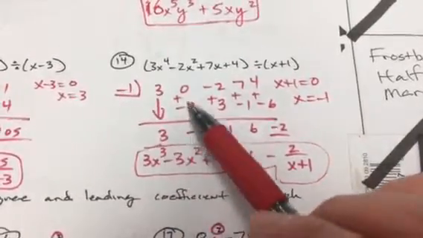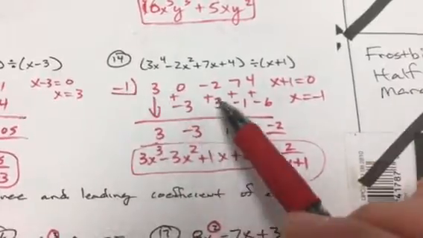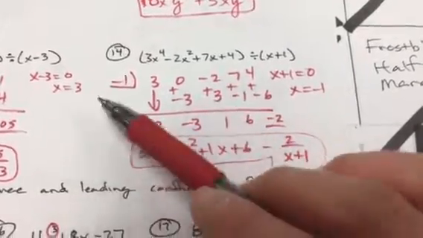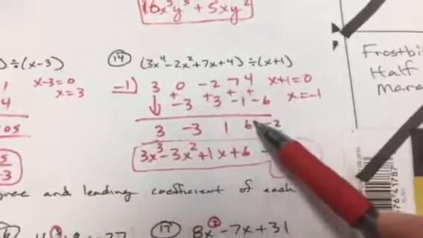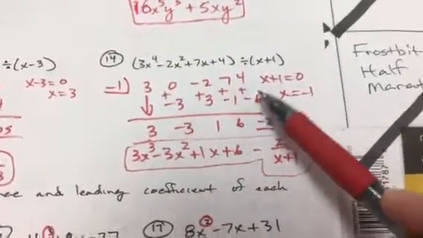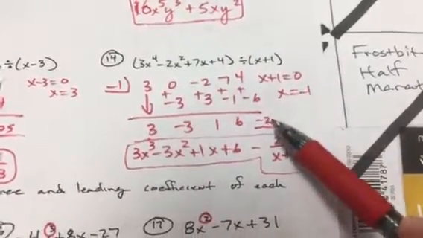Negative 1 times 3 is a negative 3. Add them together. Negative 1 times negative 3 is 3. Add them together. Negative 1 times 1 is a negative 1. Add them together. Negative 1 times 6 is a negative 6. Add them together. That's your remainder.